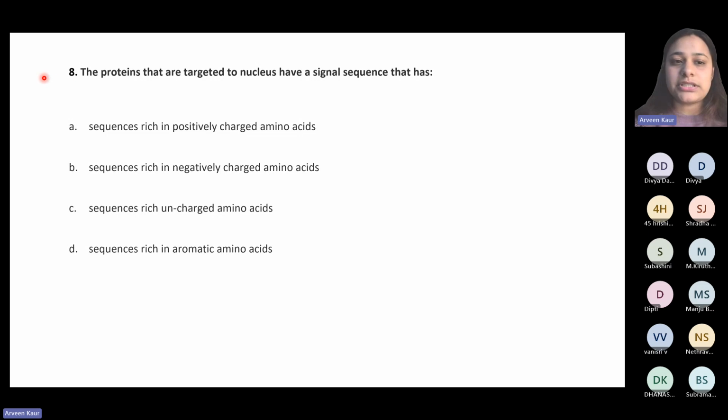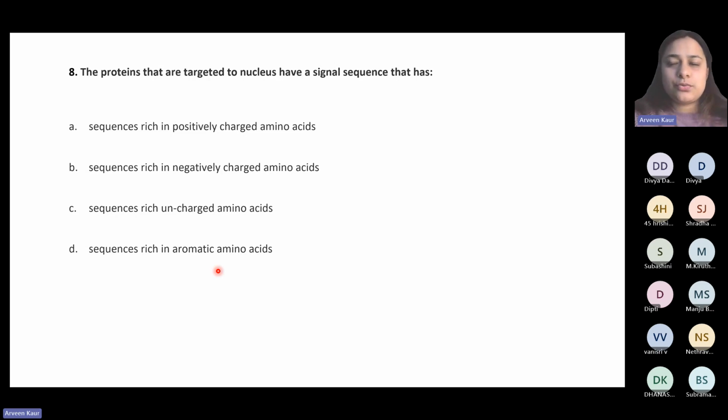So moving on to question number 8. The proteins that are targeted to nucleus have a signal sequence that has: A, sequences rich in positively charged amino acids; B, sequences rich in negatively charged amino acids; C, sequences rich in uncharged amino acids; or D, sequences rich in aromatic amino acids.